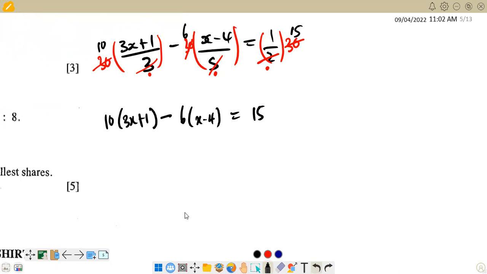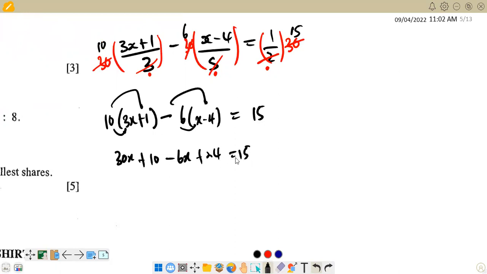So we can actually expand brackets, collect like terms. So we've got 10 and 3 here, which is 30x, 10 and 1 here, which is plus 10. If you multiply, minus 6 times x, that is negative 6x, negative 6 times negative 4, that is positive 24, is equivalent to 15. Okay, so collect your like terms.